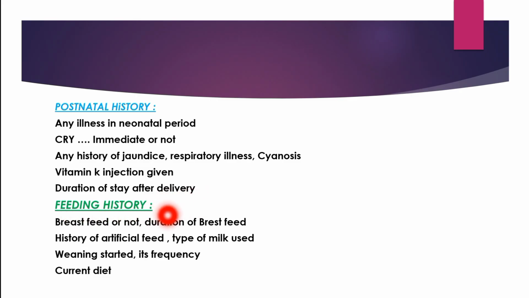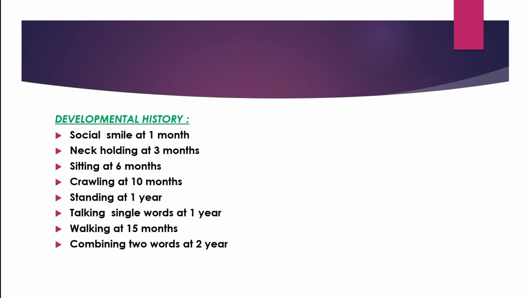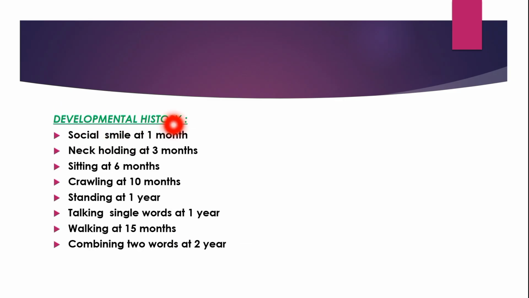Next is the feeding history. In feeding history, ask whether the child is breastfed or not, and also ask about the duration of the breastfeeding and its frequency. Similarly, ask about any history of artificial feeding and the type of milk used, when weaning was started and the frequency of weaning, and the current diet the child is on.